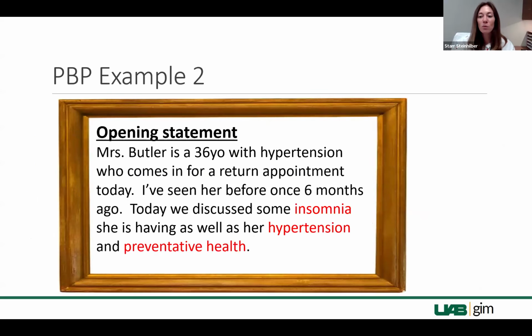So a second example, Mrs. Butler, we saw after Mr. Smith. She's a 36-year-old female with hypertension who comes in for a return appointment today. I've seen her once before, 6 months ago. Today we discussed insomnia she's having, as well as hypertension and preventative health. So the opening sentence does not take very much time. And honestly, you're going to say all these things at some point in your presentation, so it's not usually adding.